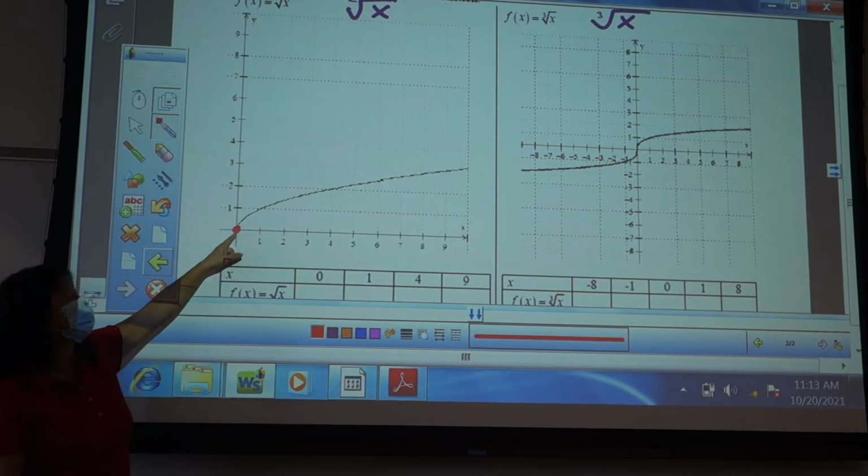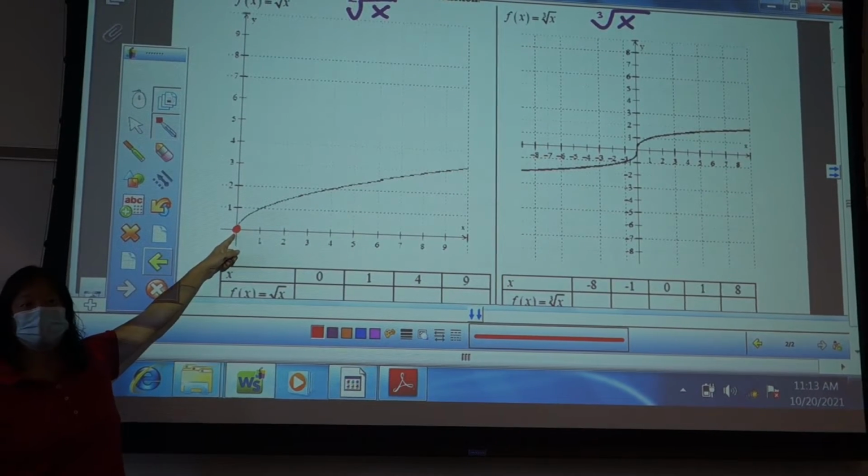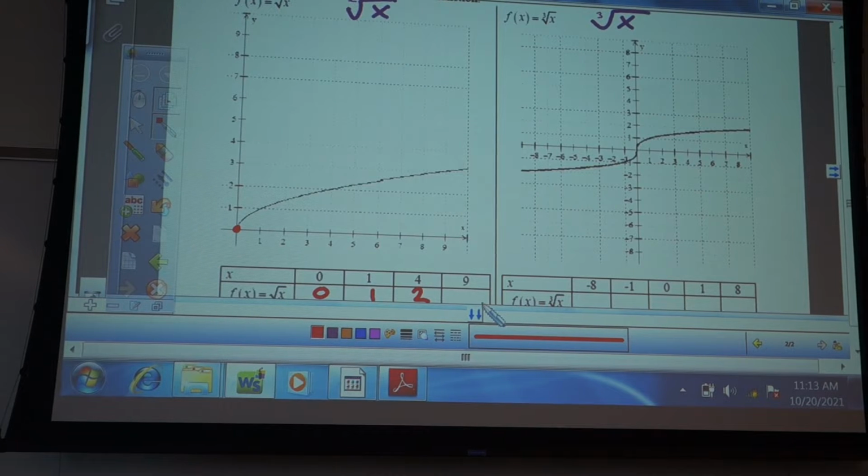Let's start with the first one. What's the square root of 0? 0. What's the square root of 1? 1. What's the square root of 4? Everybody think about it. What's the square root of 4? 2. Then everybody write down the square root of 9, and I will ask someone randomly to tell me what the square root of 9 is.